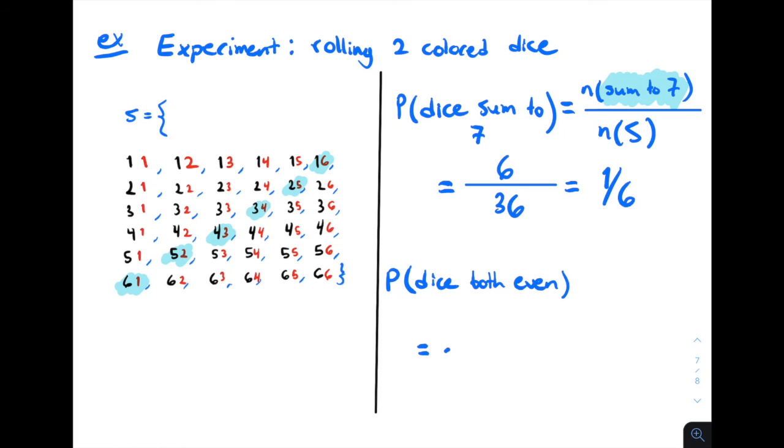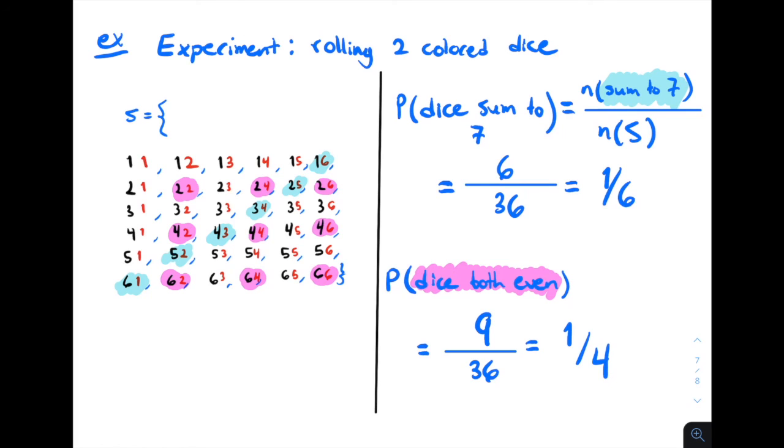Let's find the probability of rolling 2 even dice. We know it's going to be something over 36. So let's pick out all cases where both dice are even. We have 2,2; 2,4; 4,2; 4,4; 2,6; 4,6; 6,2; 6,4; and 6,6. To get that there are 9 such ways, and that there is a 1/4 chance of rolling 2 dice and having them both be even.